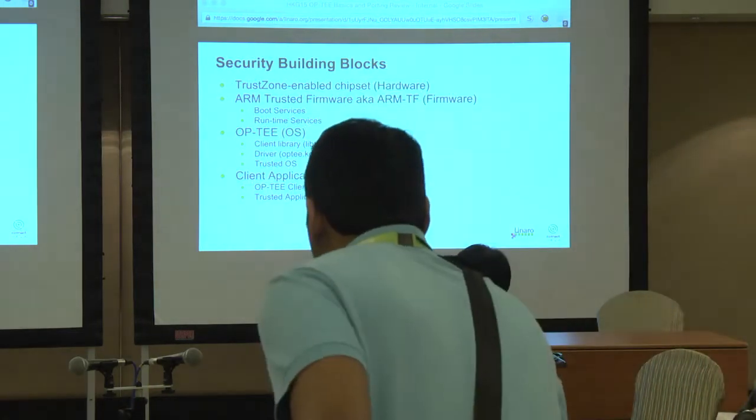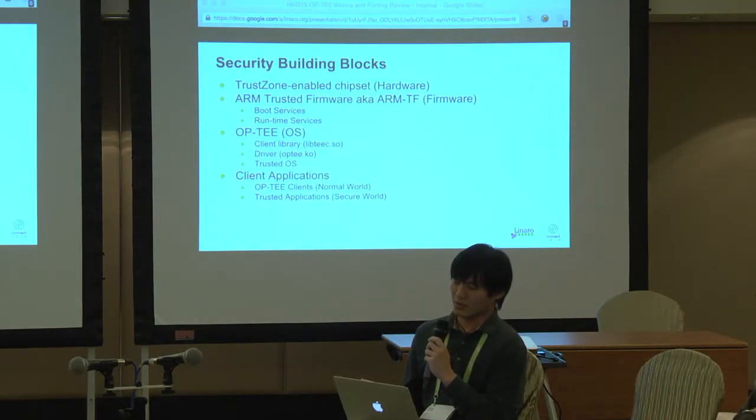Okay, so security building blocks. What are the components that make up an ARM trusted system? On any system, you usually have the hardware, the firmware, the operating system, and the end user programs or client applications. The components that make up an ARM trusted system begin with a TrustZone enabled SoC as the hardware. On top of that, you have the firmware, which is the ARM Trusted Firmware, which offers both secure boot services and runtime services, like a monitor or a dispatcher for world switching and bridging.